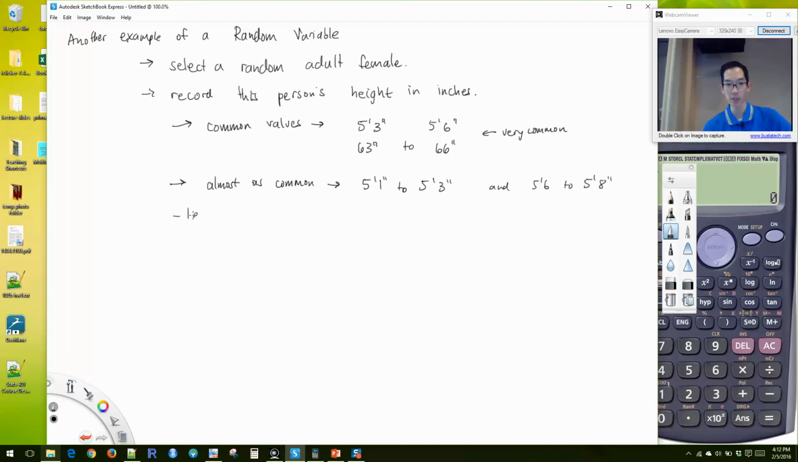And then less common would be 4'10" to 5'1". Okay, and then just on the opposite side it would be 5'8" to 6'1" or something like that, okay? And then, relatively rare would be heights below 4'10" and above 6'1", okay?